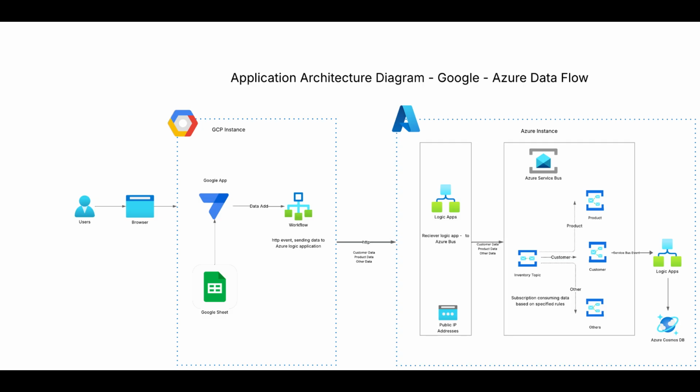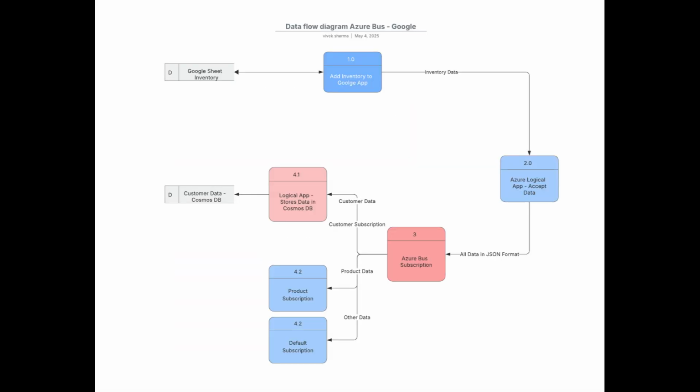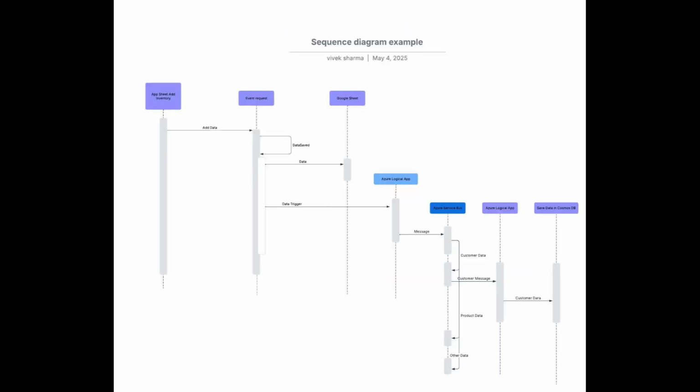Video today, I'm going to showcase how the data is flowing from a Google Cloud instance to Azure Cosmos DB. We are using Azure Service Bus as the main data handler and a couple of logic apps in between to facilitate the transfer of data. Here are a couple of diagrams, a sequence diagram, data flow and application architecture diagram, to showcase how the data is flowing.